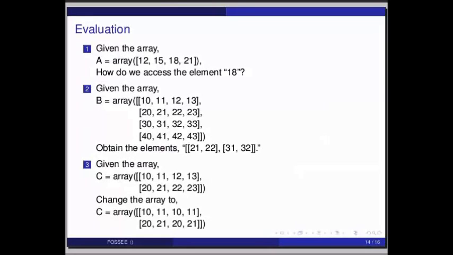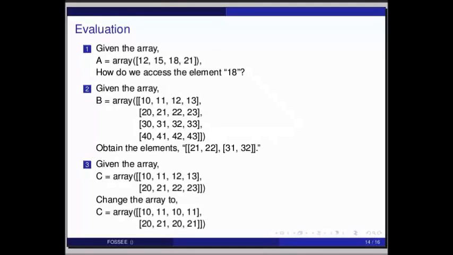First one: given the array A equal to array 12, 15, 18, 21, how do we access the element 18? The second one: given the array B equal to array 10 to 13, 20 to 23, 30 to 33, 40 to 43, obtain the elements 21, 22, 31, 32. The third one: given the array B equal to array 10 to 13, 21 to 23, change the array to B equal to array 10, 11, 10, 11, 20, 21, 20, 21.